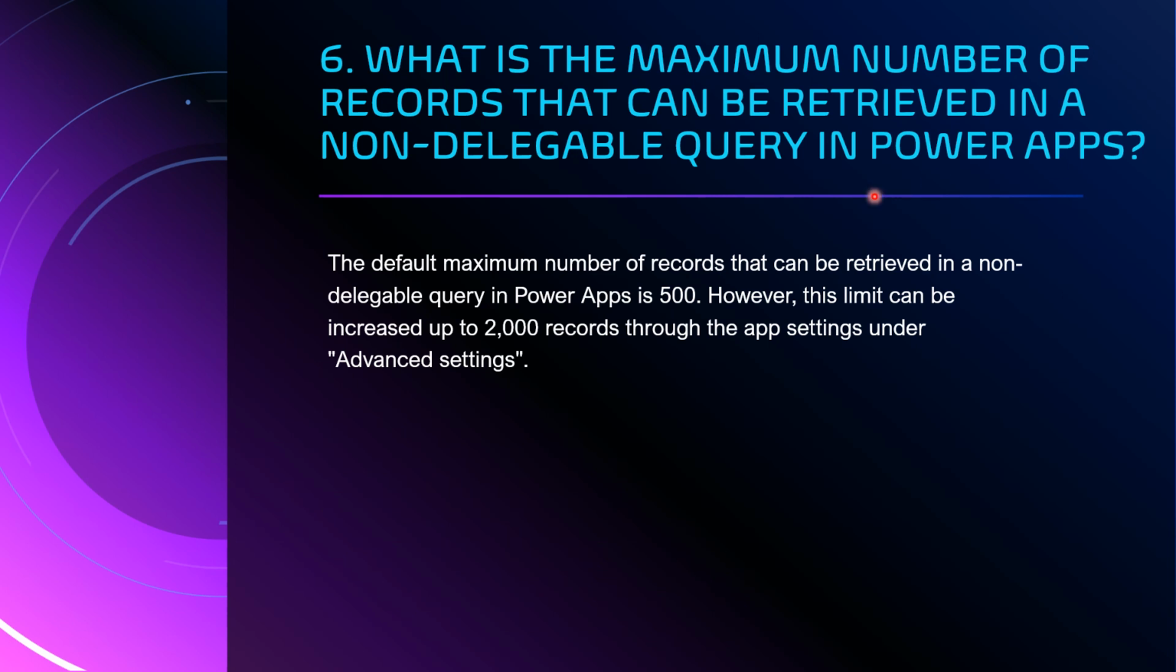What is the maximum number of records that can be retrieved in a non-delegable query in Power Apps? The default maximum number of records for a non-delegable query is 500, but you can increase the limit up to 2000 by using the advanced settings.